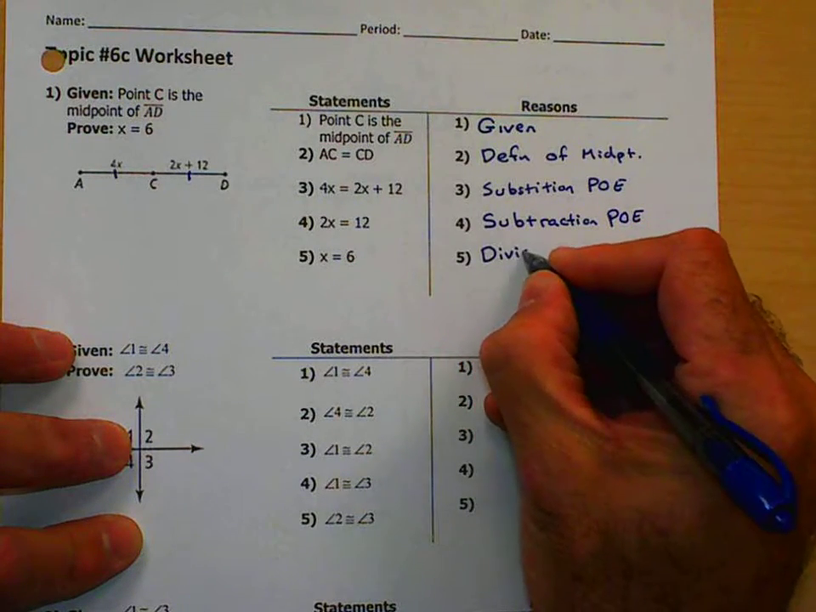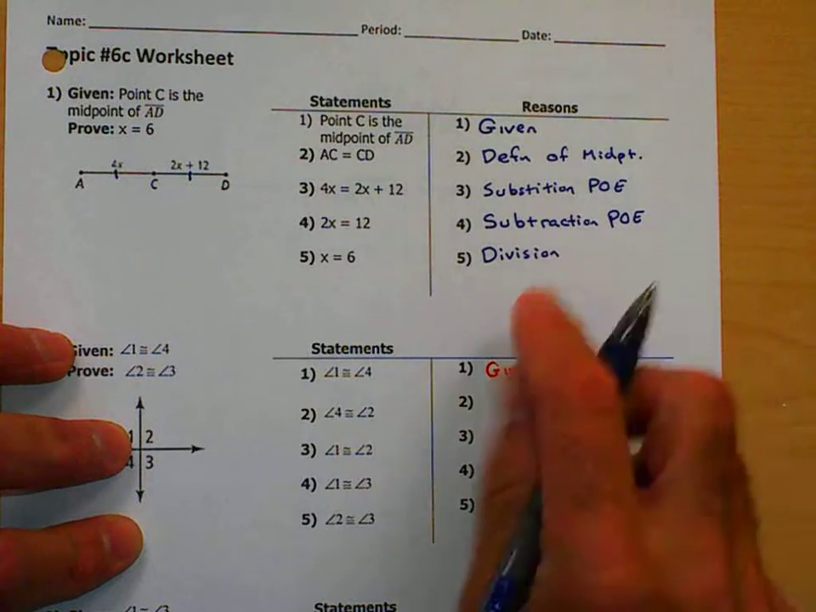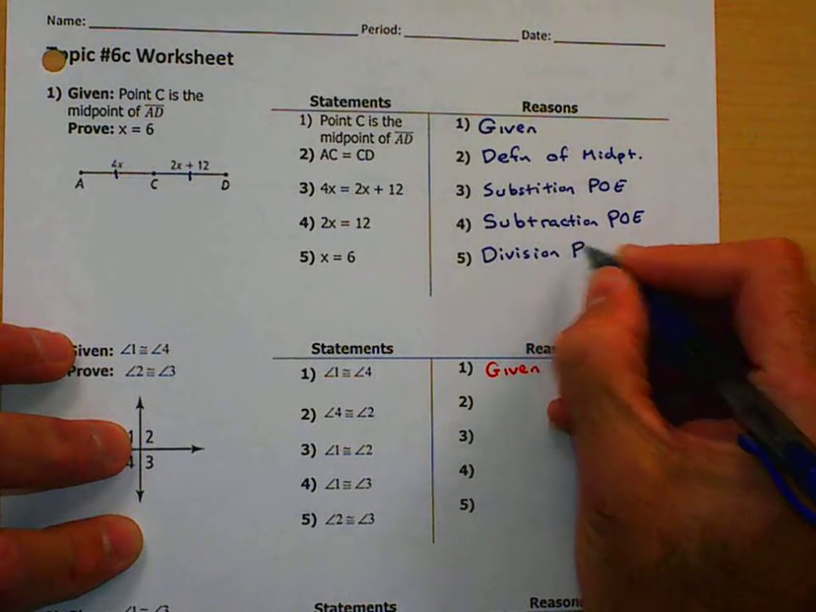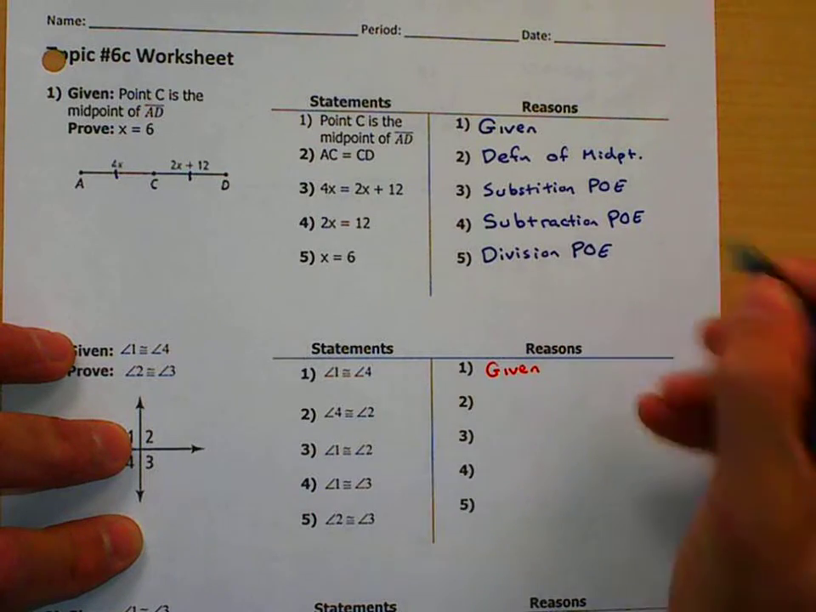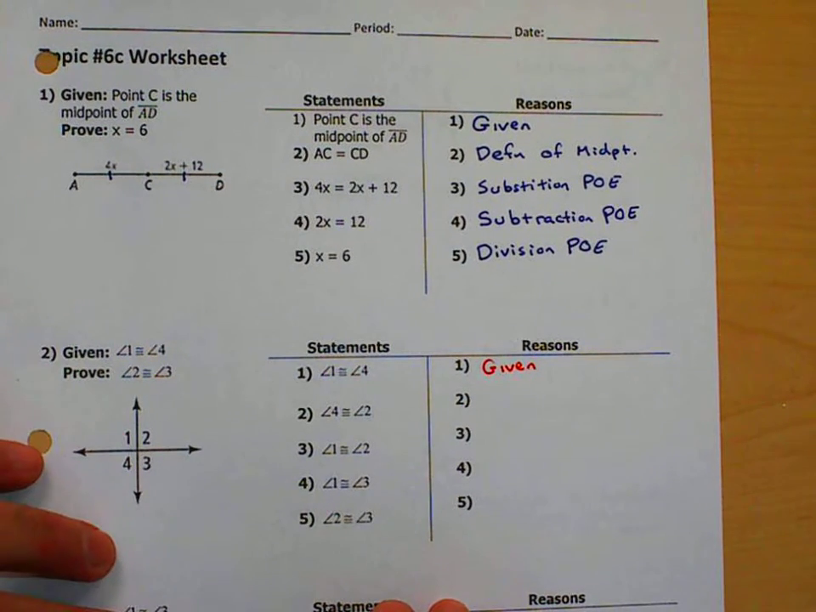Now I have listed all my reasons or justifications to what was happening under statements. So division property of equality. And that's that first proof in completed form. Then number 2.